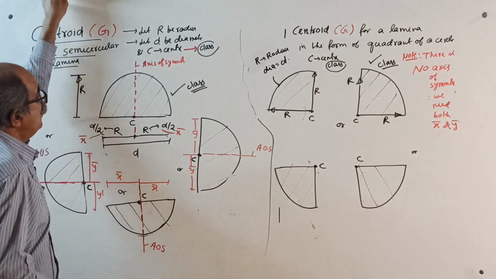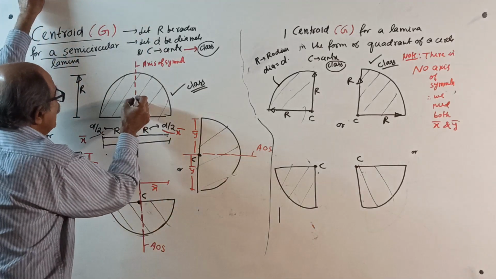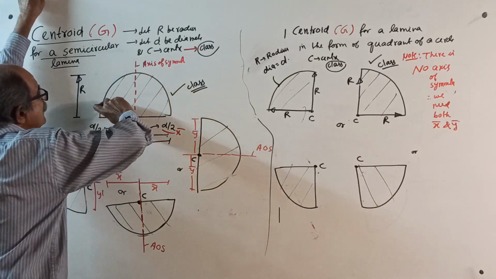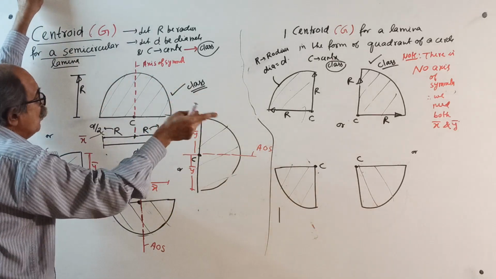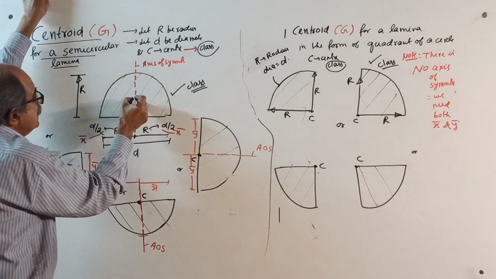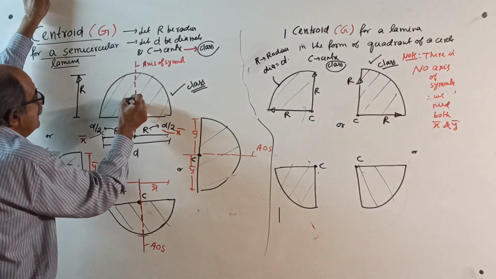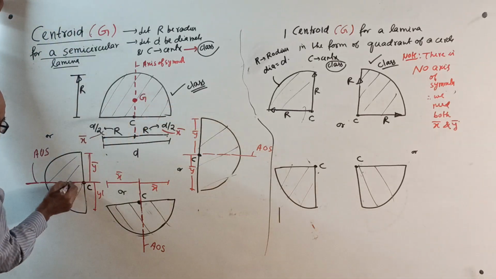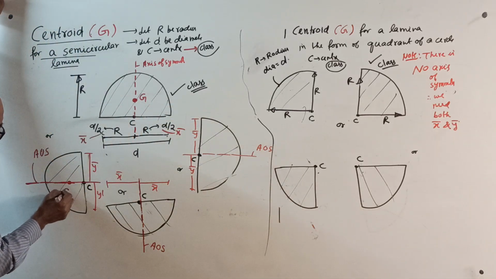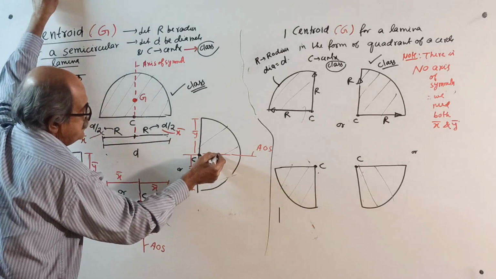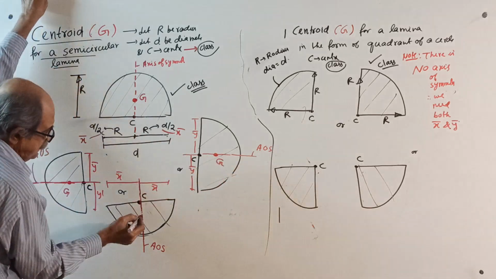So, now where does the centroid lie? Since the area is more on this side, the centroid will lie here. This is centroid G.